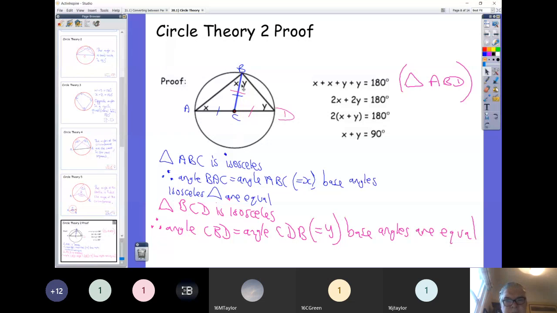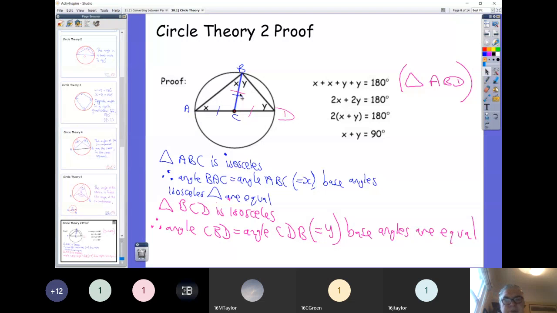Now, what do we know about angles in a triangle? They add up to 180. So looking at the big triangle, ABD, all those angles together have to add up to 180. So 2x plus 2y must be 180. Divide that by 2, we get x plus y equaling 90. And there we go, that's an x plus a y. So that's why that's 90 degrees. So that's a nice proof.